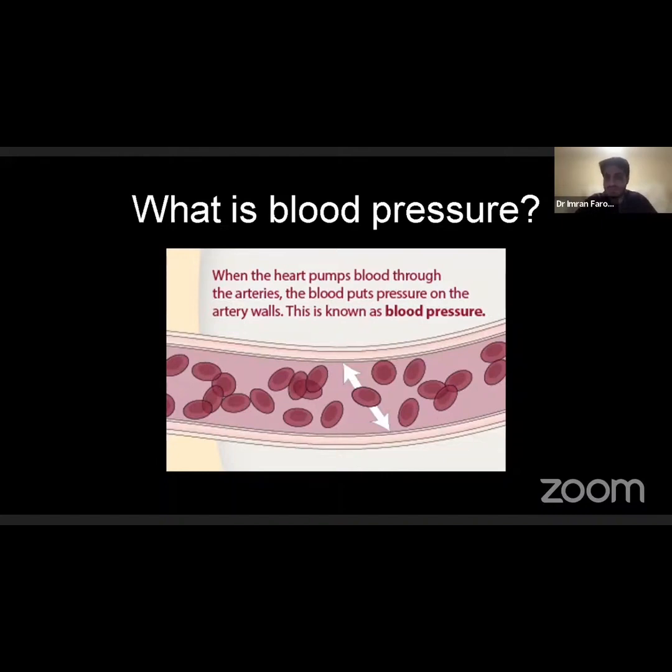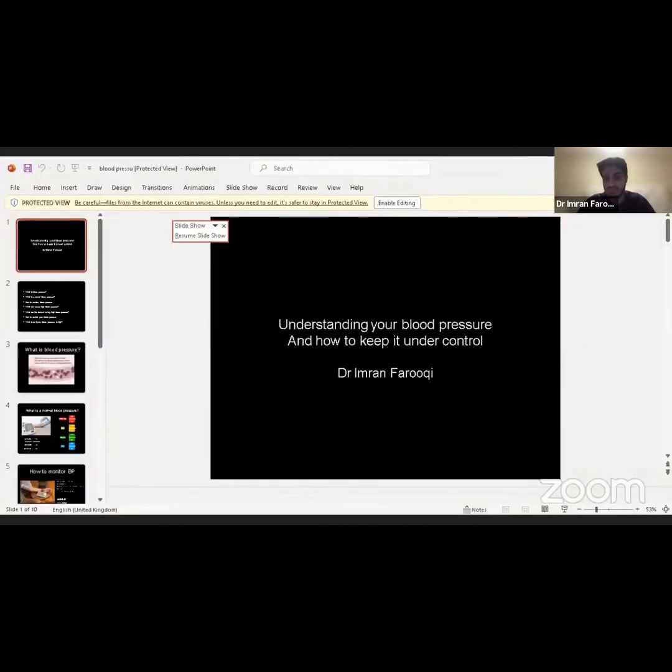So blood pressure, as we all may have seen when we've had our blood pressure checked or maybe seen it on TV, is essentially formulated from two different numbers.